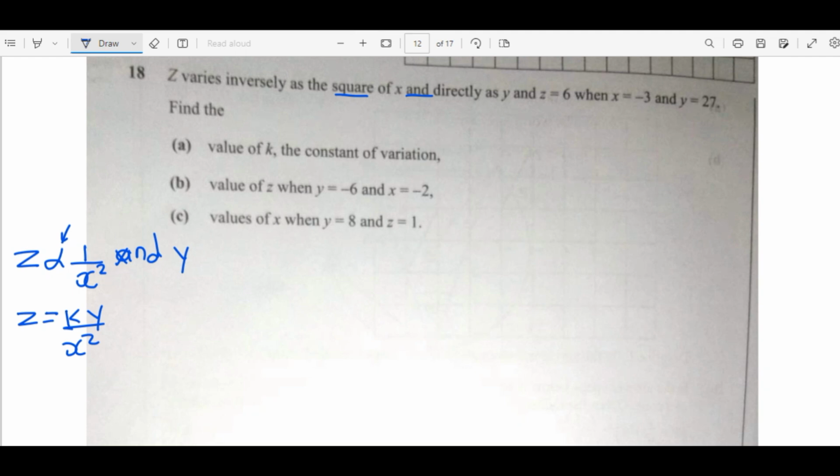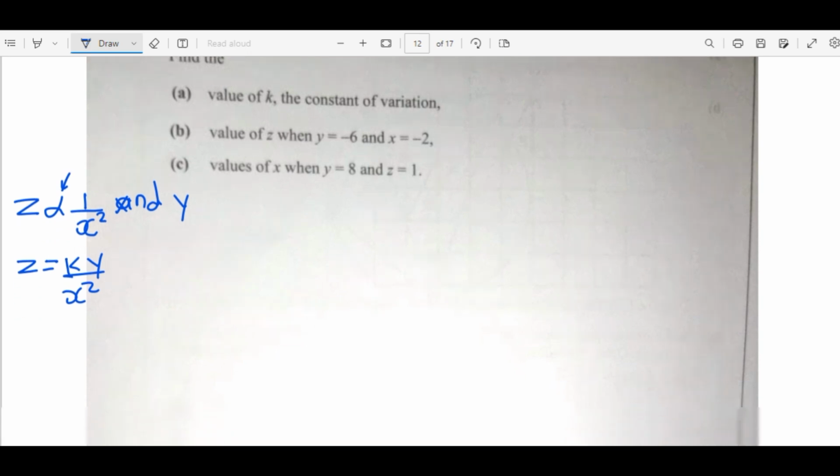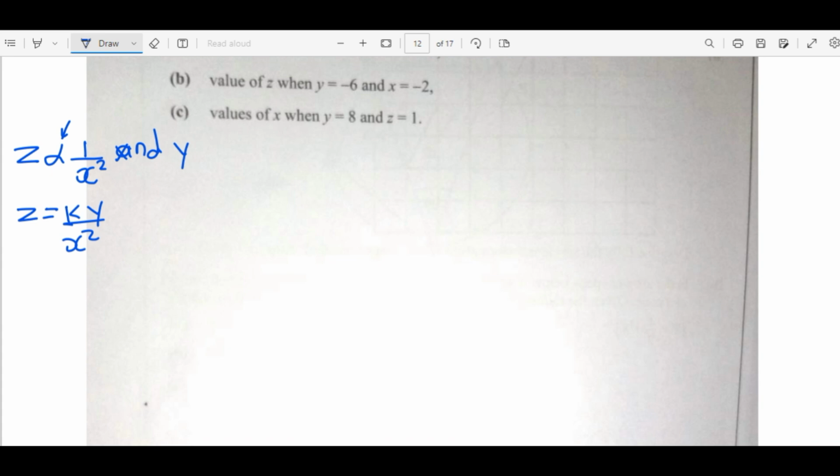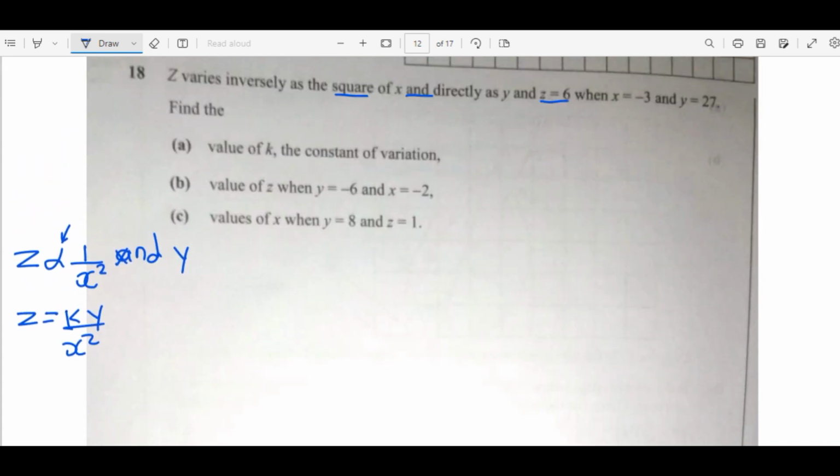Now the first question is, we want to find the value of k, the constant of variation. The values that we are going to use to find k, we have been given: z is equal to 6, x is -3, y is 27. So let's substitute that. Where there is z, we put 6, k is what we are solving for, y is 27 divided by our x, which is -3 squared, so -3 times another -3.